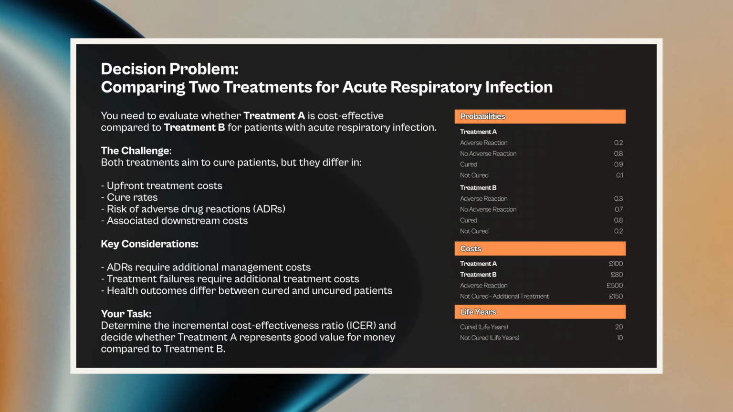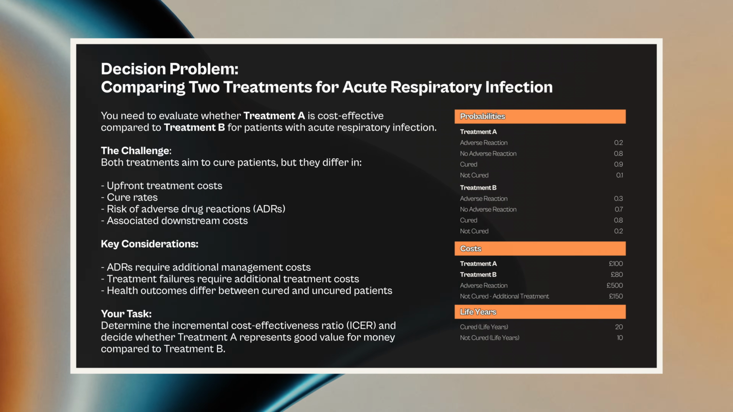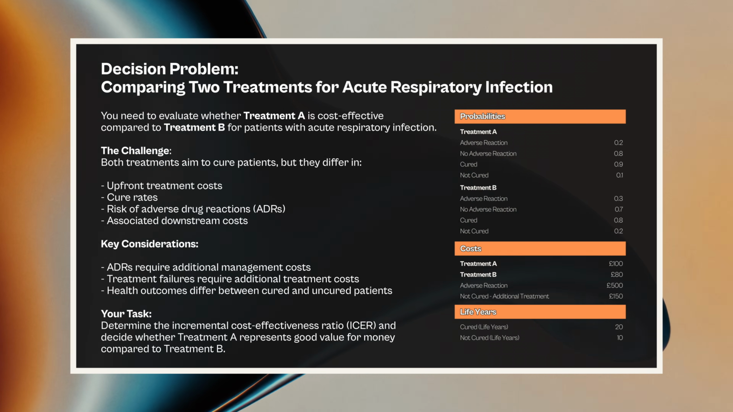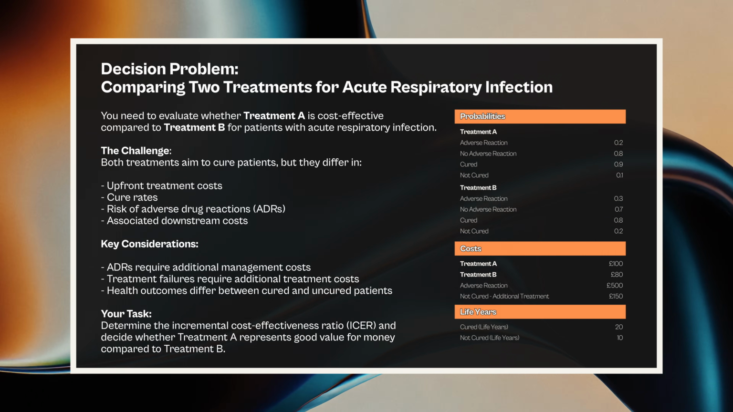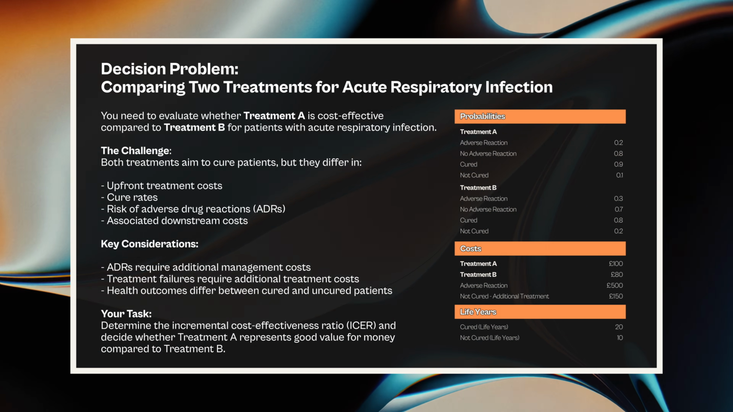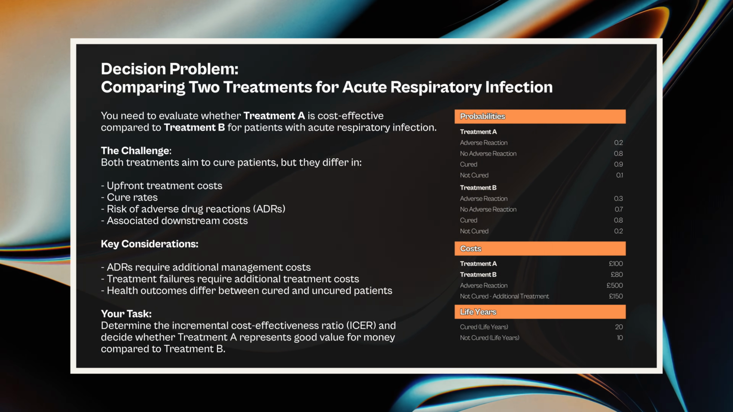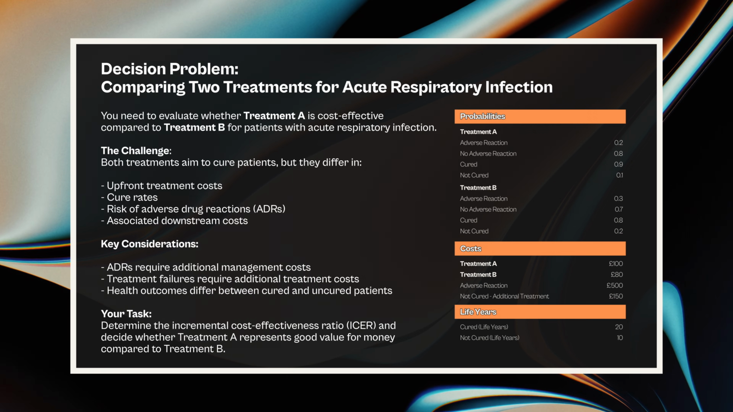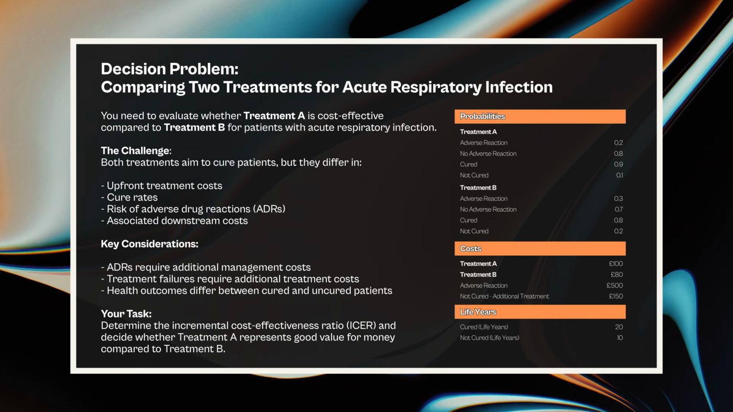When adverse drug reactions occur, they cost an additional £500 to manage. And if a patient isn't cured, there's an additional treatment cost of £150. As for the outcomes, cured patients gain 20 life years, while uncured patients only gain 10 life years.